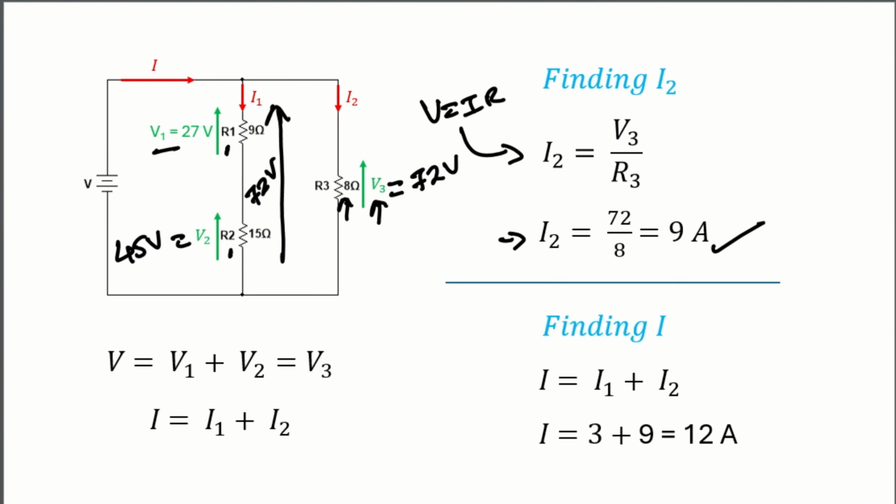To find the total current I, which is also the source current, according to KCL at this node, the current I is coming in and splitting into I1 and I2. So adding I1 plus I2 should definitely be equal to your source current. We have already seen that I1 is 3 amperes, and I2 we just found out is 9 amperes. If you add them up, according to KCL you will get the supply current as 12 amperes.